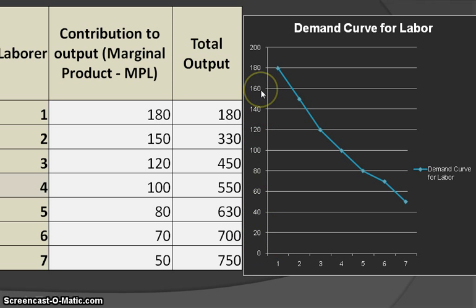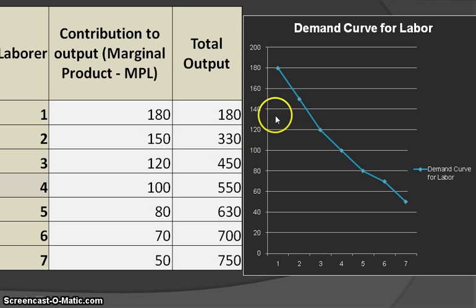of each worker. Now, what we need to realize is, remember, firms pay their workers actually what they contribute in real terms. So if a firm pays their workers what they contribute, it means that when this first worker produces 180 units, that's the cost that the firm has to bear when that worker creates that amount of units. Secondly, when the second worker produces 150 units, the real wage therefore is also going to be 150 units.